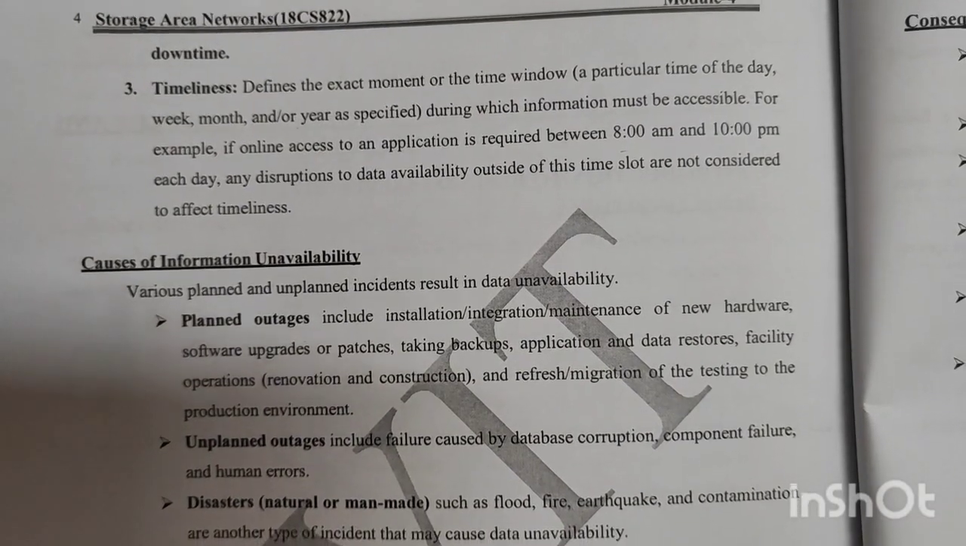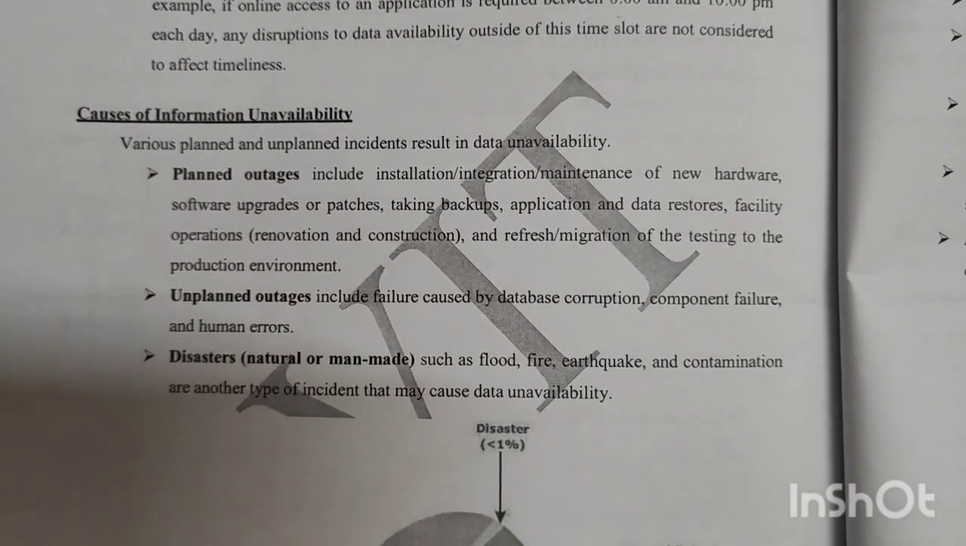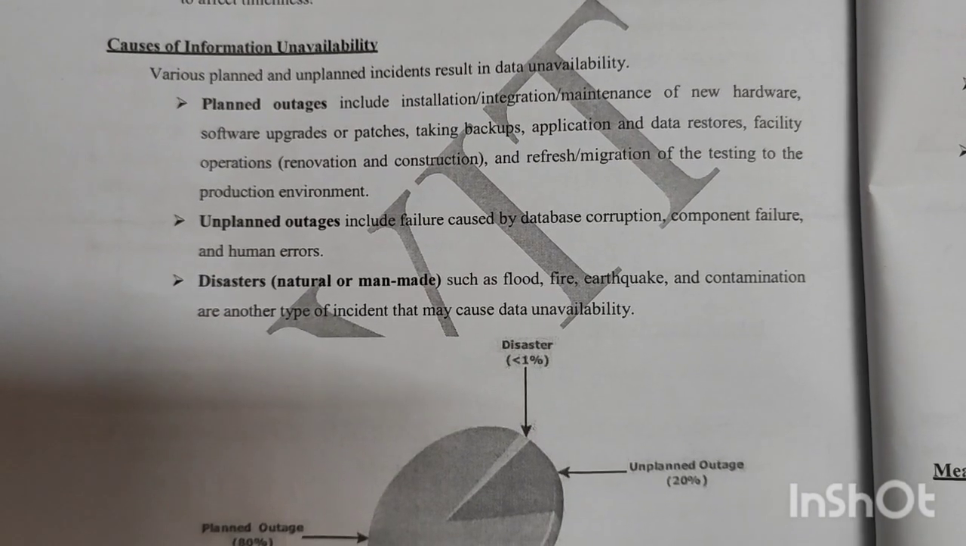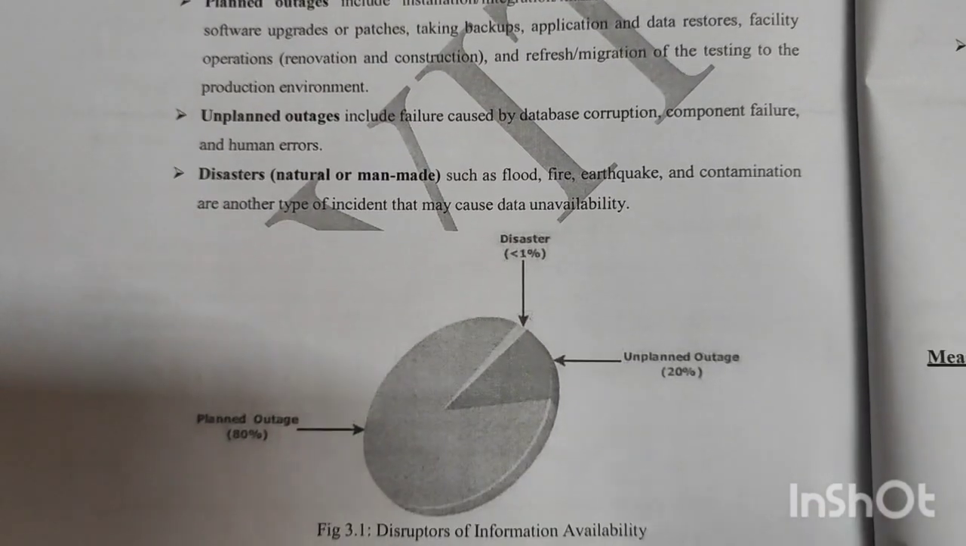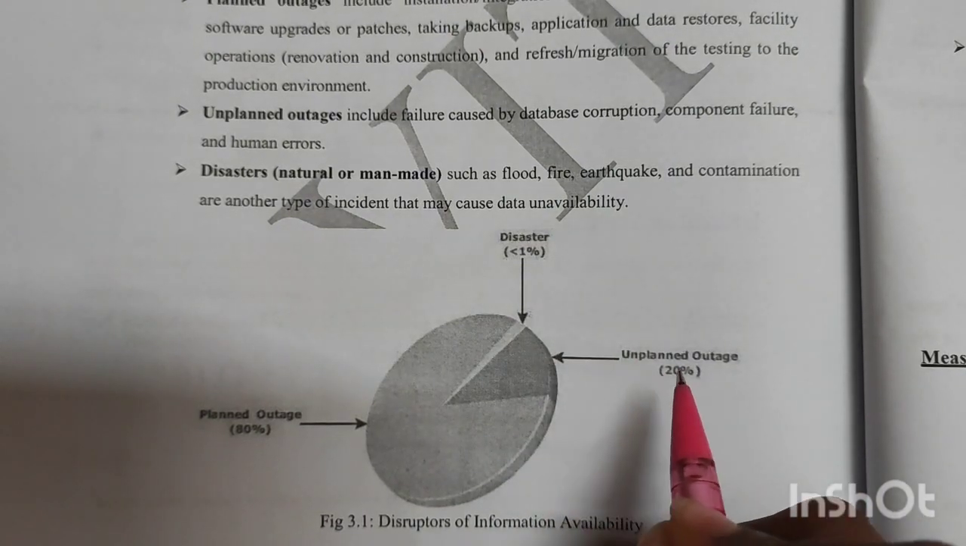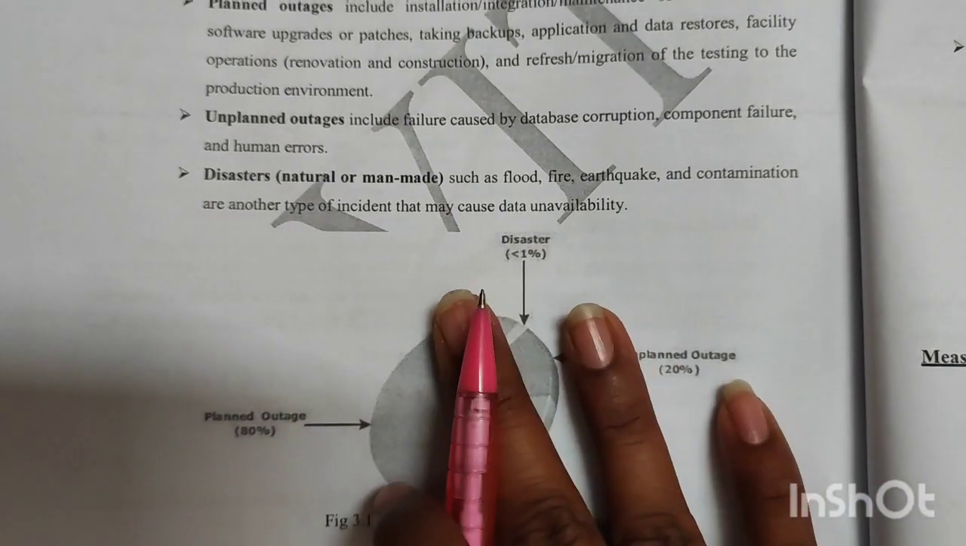This also comes under information availability. You have to write the causes for information being unavailable. So first, draw this diagram. Less than 1% is disaster. Unplanned is 20%. Planned is 80%.